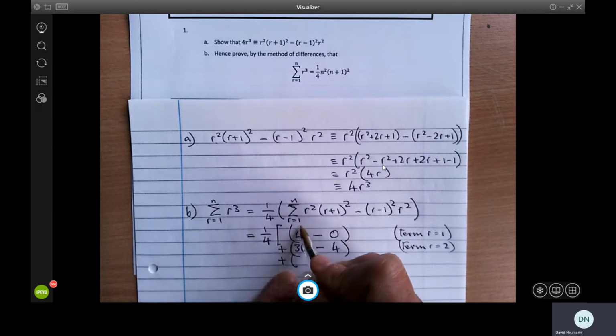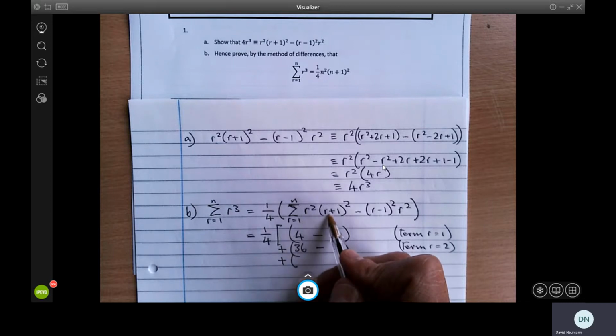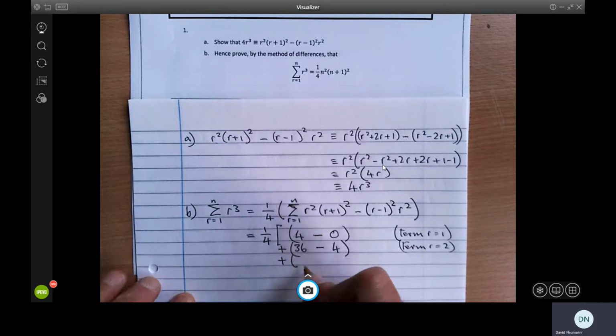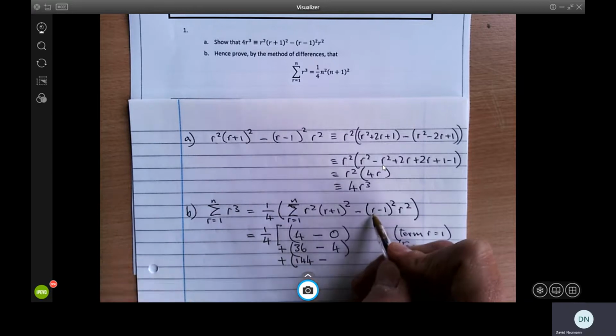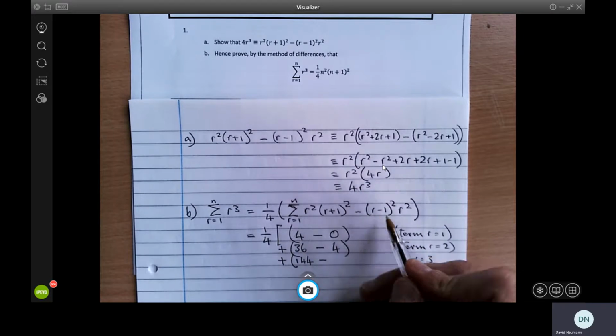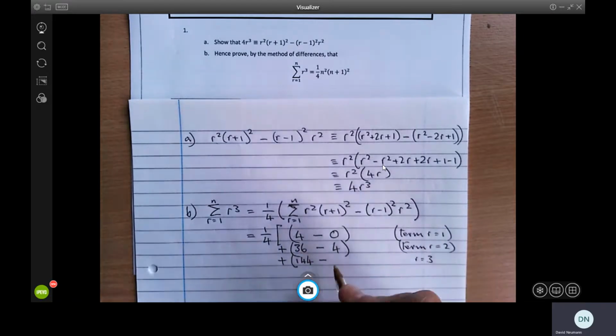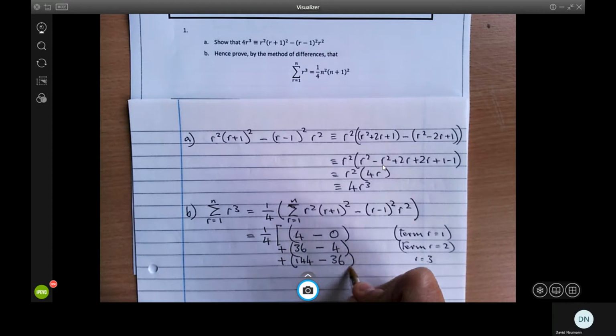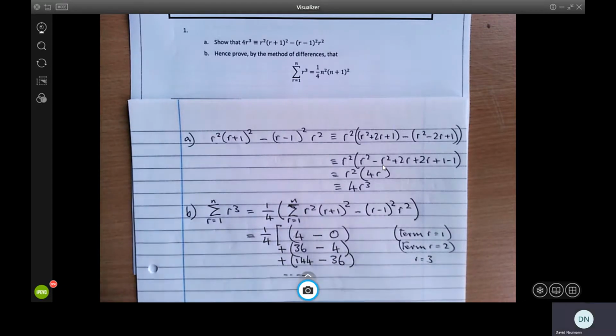Plus, if we put 3 in here, we're going to get 3 squared, which is 9, times 4 squared, which is 16. 9 times 16 is 144. Minus, put 3 in there, r equals 3. Let's just write it down there. 2 squared times 3 squared, which we already saw was 36. And those terms are going to keep going like that.